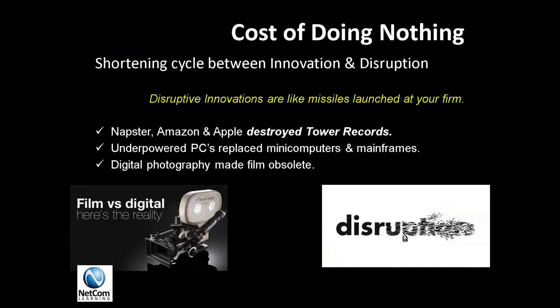Let's get started. Now, let's talk about the cost of doing nothing. We now see a shortening cycle between innovation and disruption. If we look at Napster, Amazon, and Apple with their ecosystem of iTunes and whatnot, they completely destroyed the retail music industry, Tower Records. Underpowered personal computers have replaced minicomputers and mainframes from the 1960s and 70s. And of course, digital photography has made film obsolete.